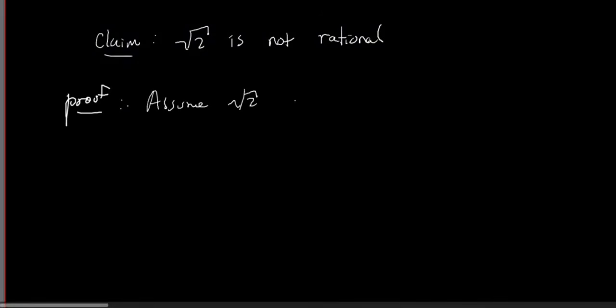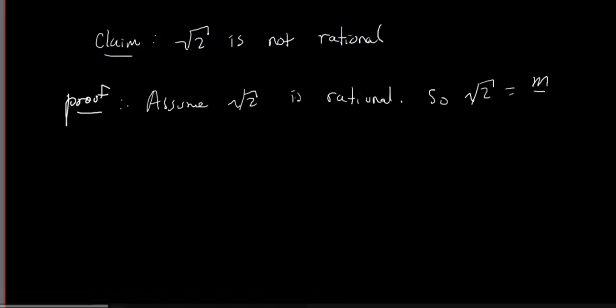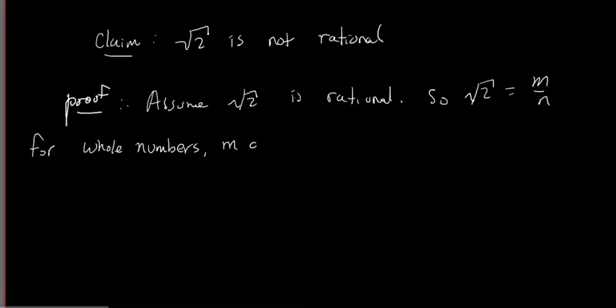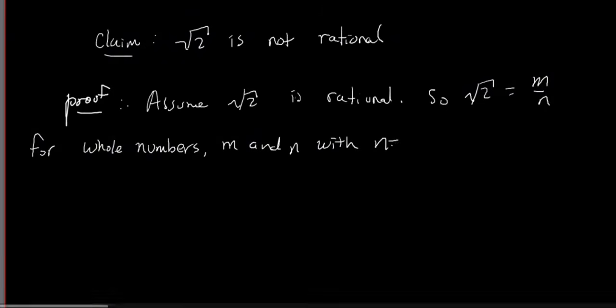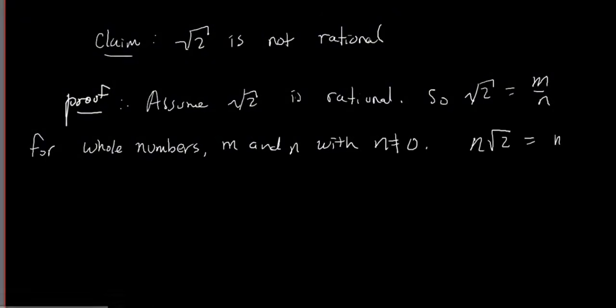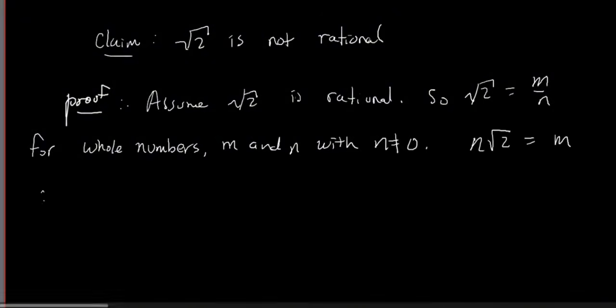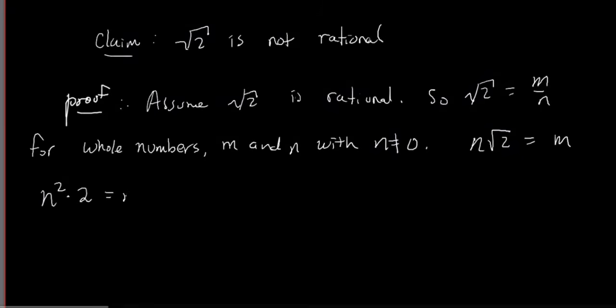So assume square root of 2 were rational. So then we can write square root of 2 equals m over n for whole numbers, m and n, with n non-zero. Then what we do is move the n to the other side, so we get n times the square root of 2 equals m, and then we square both sides. So we'll get n squared times square root of 2 squared, which is 2, equals m squared.